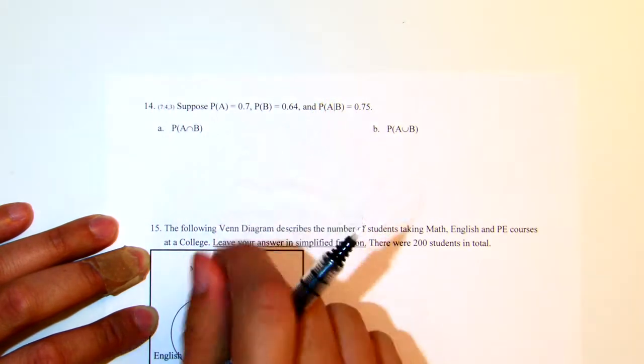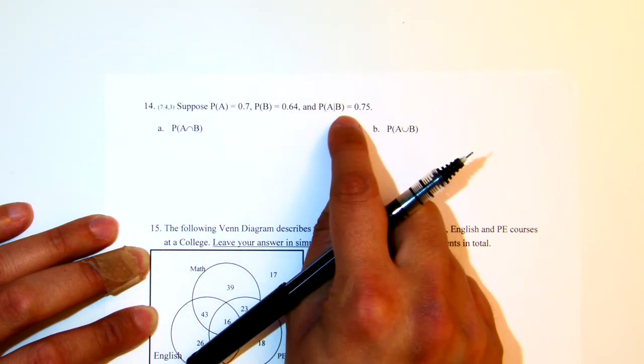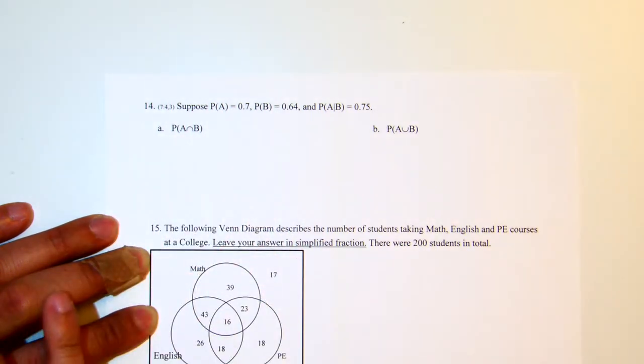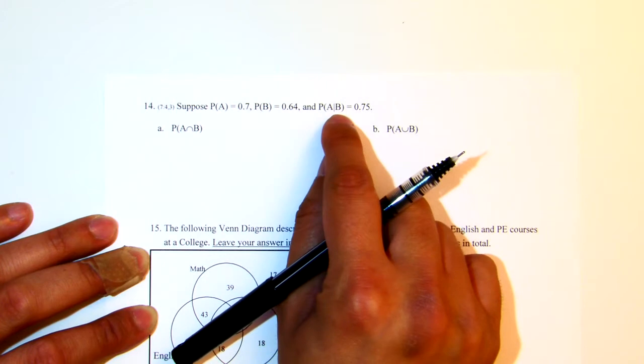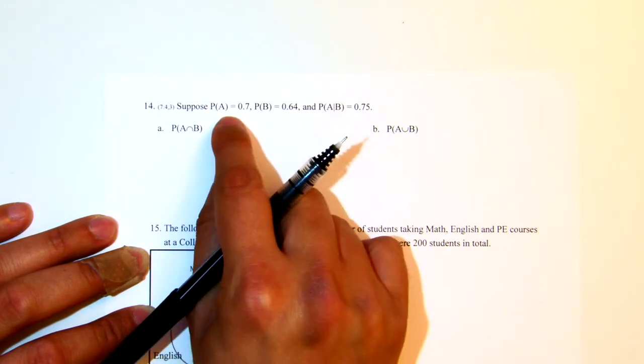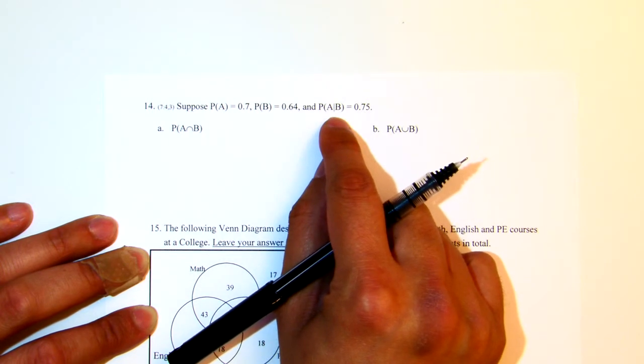Probability of A is 0.7, probability of B is 0.64, probability of A given B is 0.75. The first question is, what is the probability of the intersection? Now, if you saw number 13 earlier, we have very similar questions, but the one given to us at that time had not only probability of A and probability of B, but the probability of the union instead. Now, what happens if the one given to us right now is the probability of A given B?